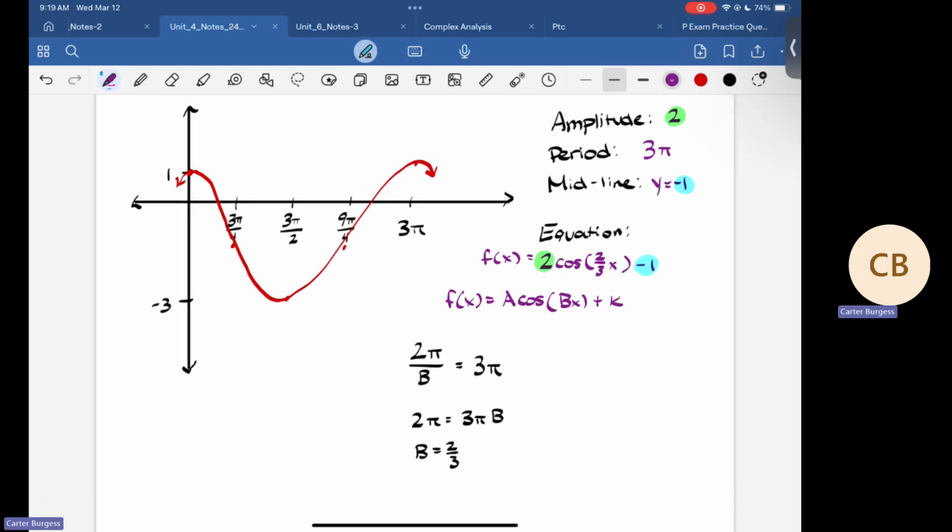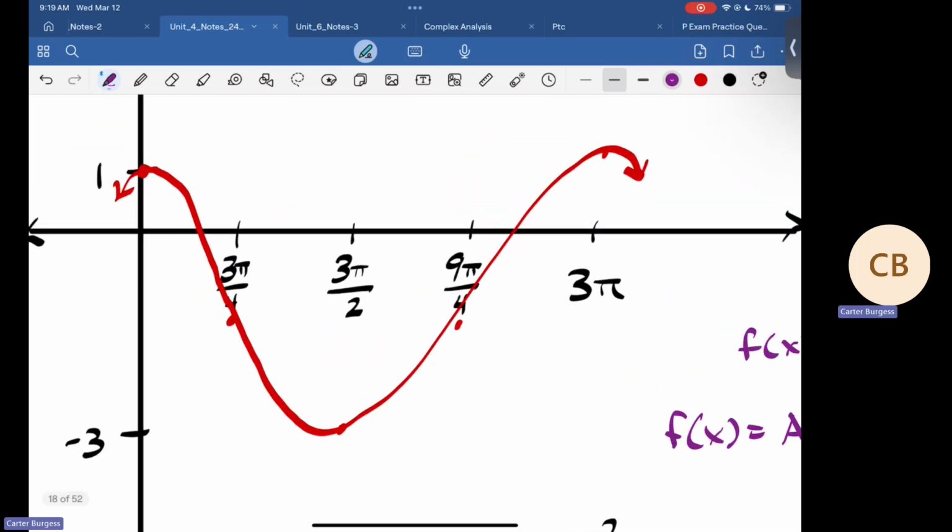Questions here with our bell work? So start to finish here, how long does it take to do one full rotation? In this case, it's kind of convenient because it's just maximum to maximum. And that distance is 3 pi. So it takes me from 0 to 3 pi to get all the way through one full rotation.